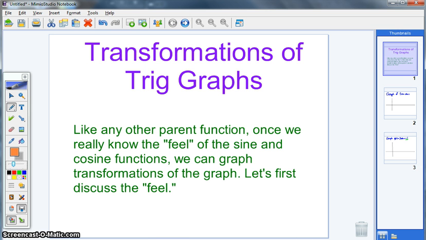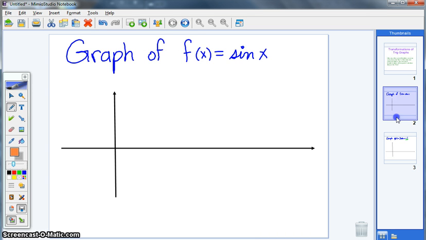Alright, we have learned the graph of sine and cosine, and now what we want to do is to treat them as parent functions. We need to learn the feel of the sine graph, and from that we will then be able to graph transformations. So let's first make sure that we understand the feel of sine x.